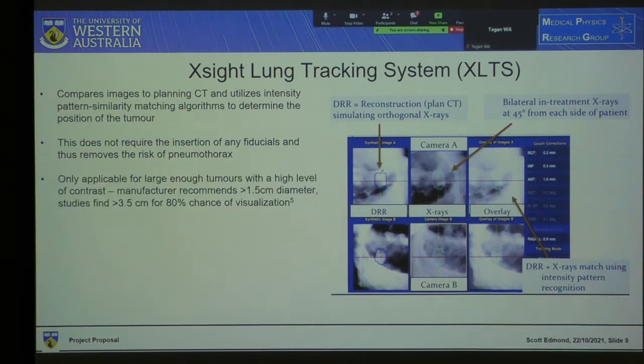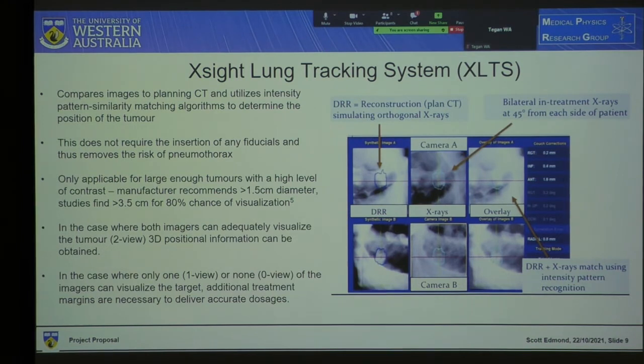However, it can only be used if there's a high enough contrast to actually visualize the tumor with just looking at the X-rays. Typically, the manufacturer recommends above 1.5 centimeter diameter. However, studies find that for an 80% chance of accurate visualization, you typically want above 3.5 centimeters, and you want the tumor to be dense enough to be adequately visualized.